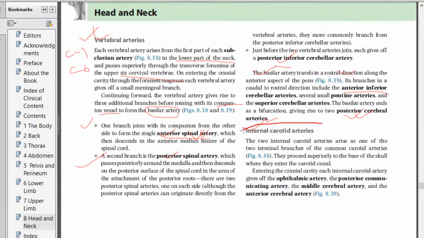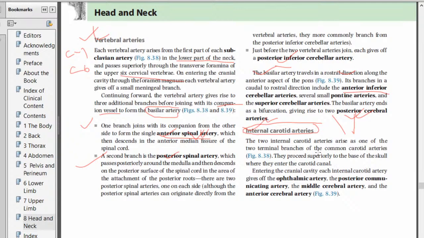Let's study from the beginning. The internal carotid artery is one of the components that gives the circle of Willis. The two internal carotid arteries, from both sides, arise as one of the two terminal branches of the common carotid artery. They proceed superiorly and finally reach the base of the skull, where they enter the carotid canal.